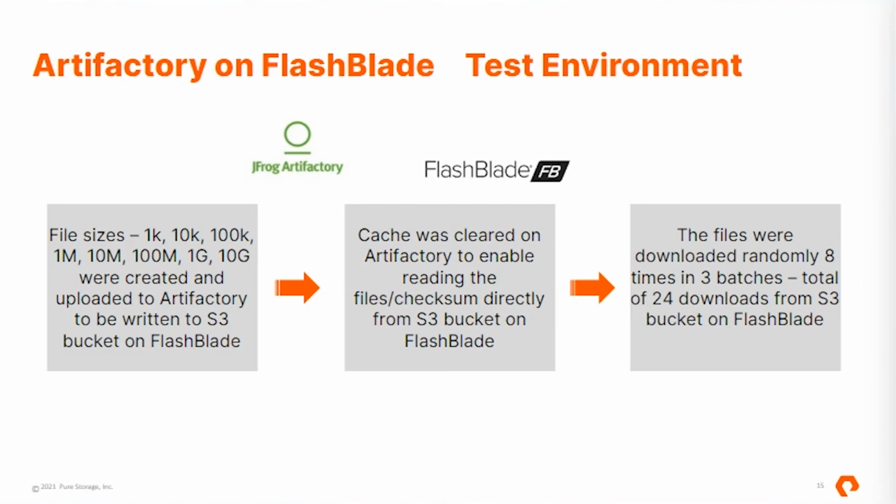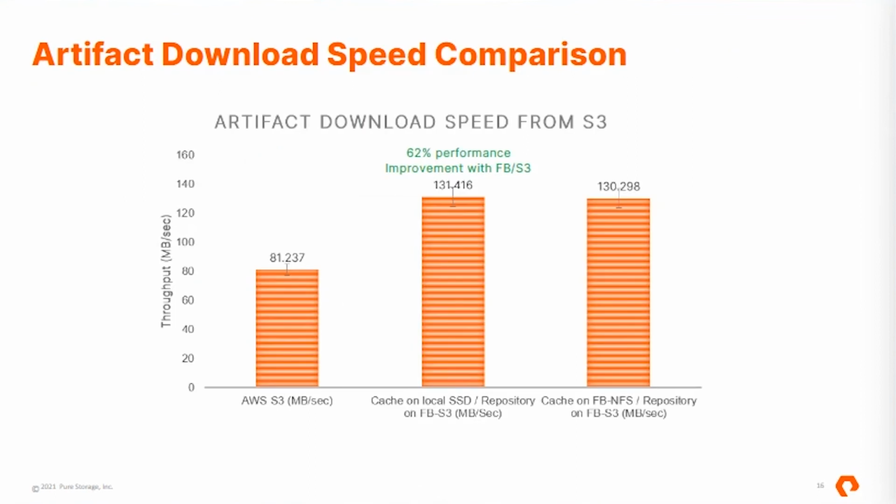And we were doing that on a single bucket in FlashBlade. As I said, Artifactory only supports a single bucket for the entire file store, so we tested that on a single bucket on FlashBlade. Now, this is what we saw, and we compared that with one of the major cloud providers' S3 storage. The same test, an apples-to-apples comparison. There is no difference in the buckets.